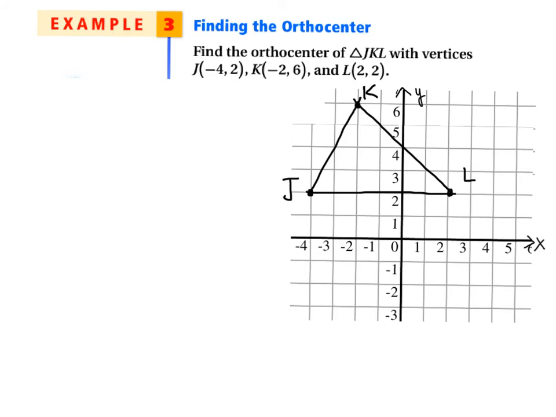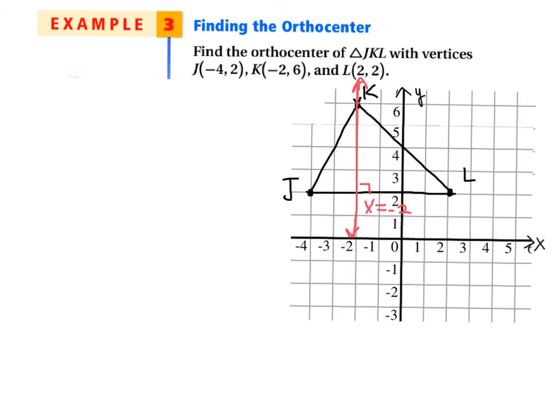Now, if we are going to graph the orthocenter, we have to construct the altitudes of the sides. Find an equation of a line containing the altitude from K to JL. So let's start there. We're going to start here at K and draw a perpendicular line. Now here's the good news. JL, we know, has a slope of 0. Therefore, I have to draw a vertical line from K. Well, that's an easy one. There's my altitude. So my altitude here, I'm going to write down, is x equals -2.